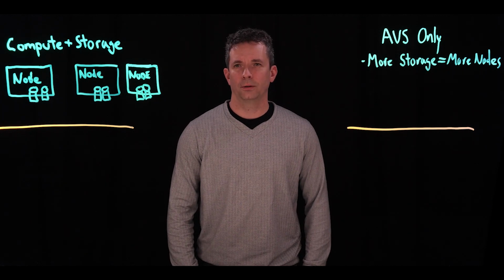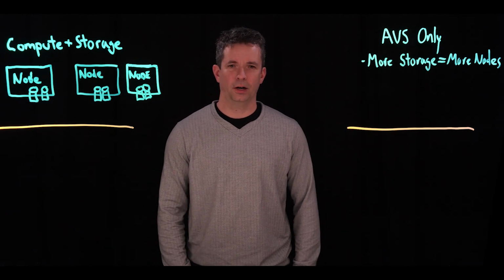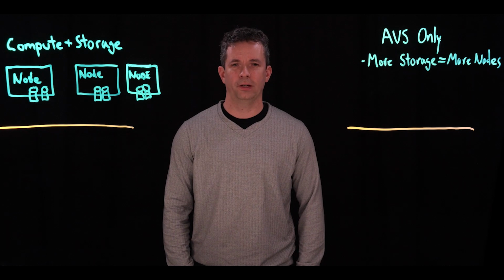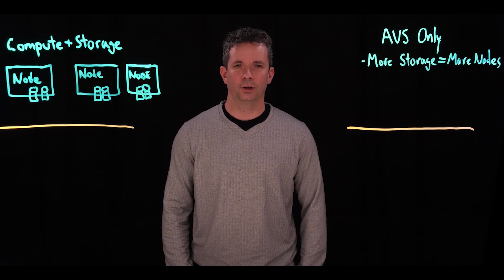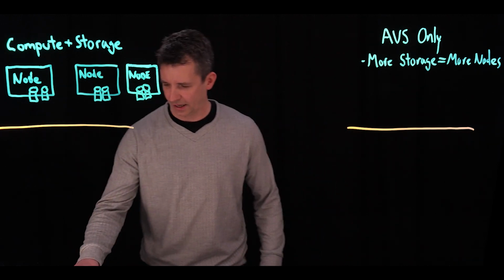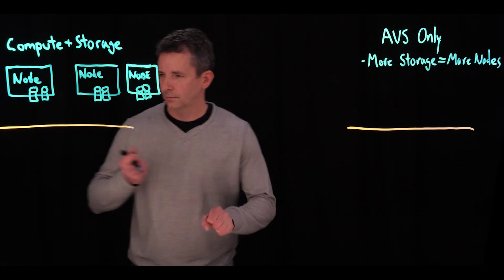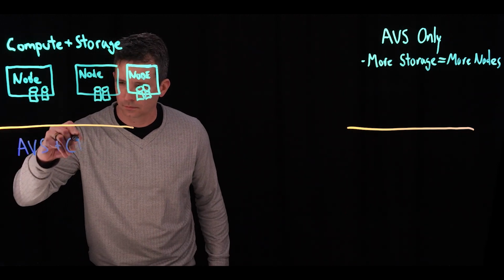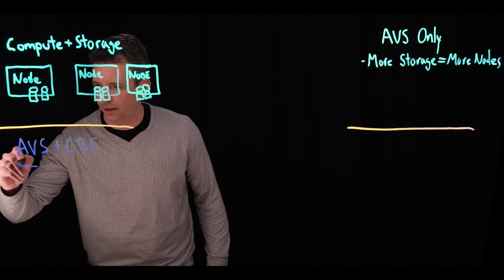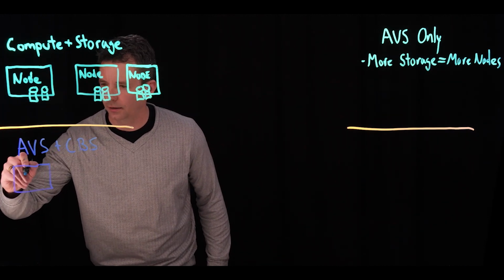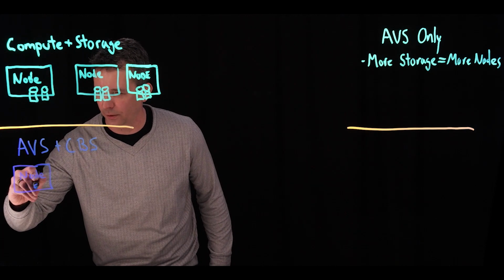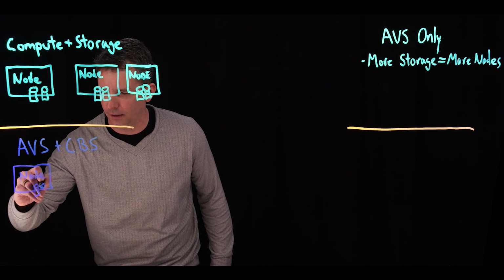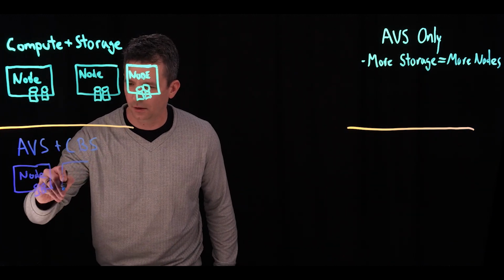So one of the use cases that we're really excited to unlock with the combination of AVS and Cloud Block Store is basically you're decoupling your storage from hosts. And I'll draw exactly what this looks like now. So now, instead of having to independently, I'll draw out these nodes. And as we can see here, we're basically going to have the ability to achieve connectivity to Cloud Block Store.